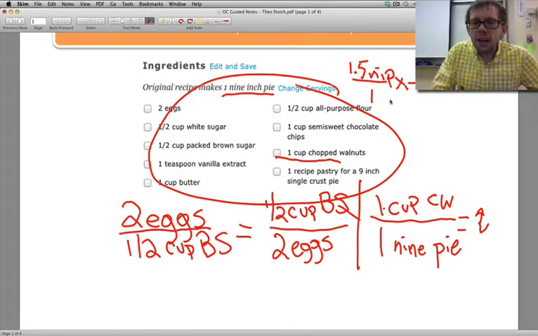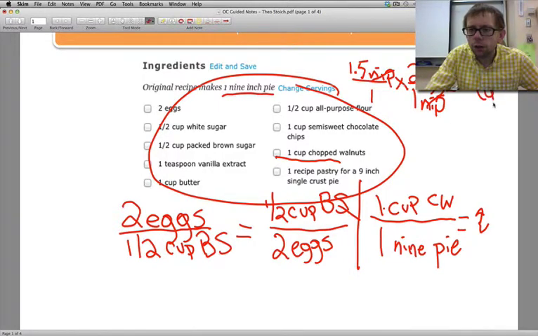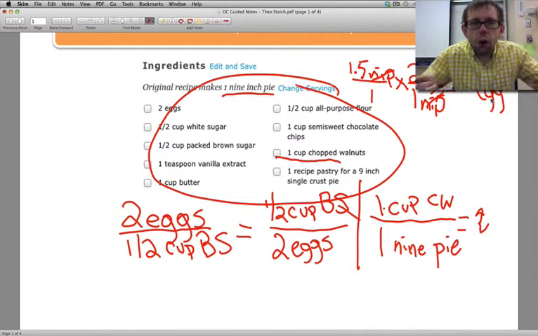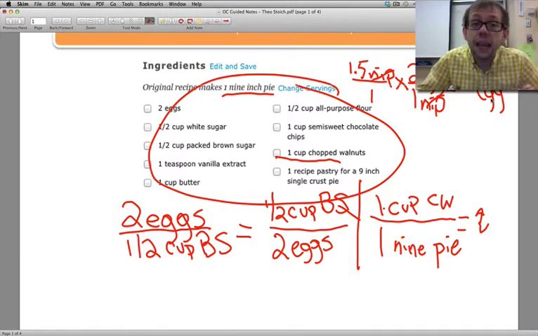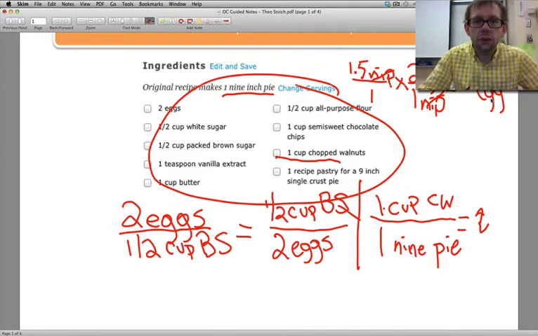So I want to know how many eggs I need to buy now. I know for every 1 9-inch pie, I'll need 2 eggs. Then the 9-inch pies cancel out, and I'm left with eggs. Isn't that great? That's amazing. That's all you've done, and that's what chemical stoichiometry is all about. So it's not much different. If you keep that concept in your head, this will make a lot more sense.